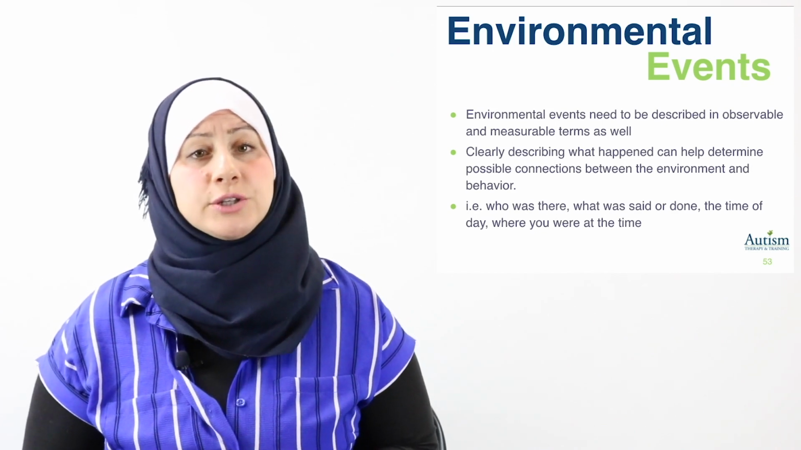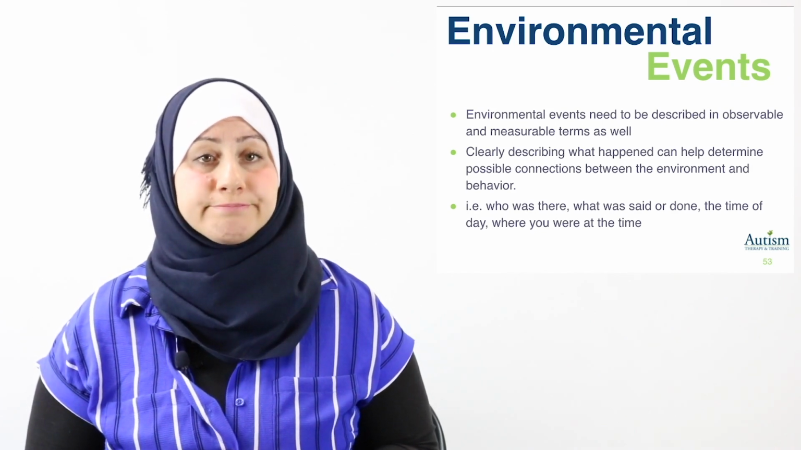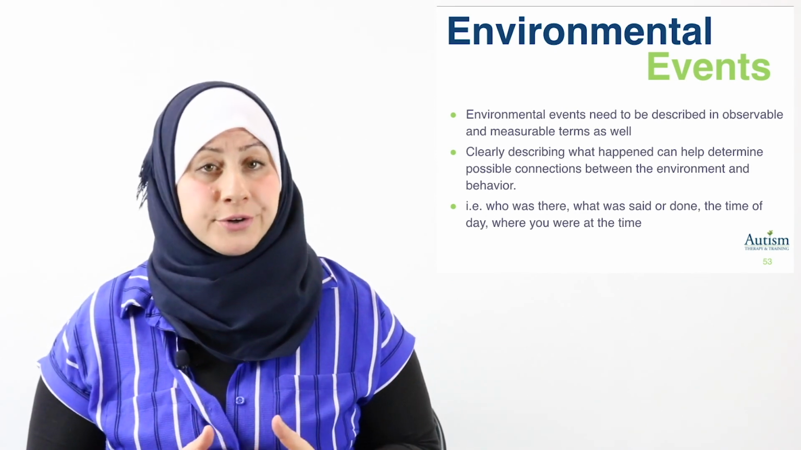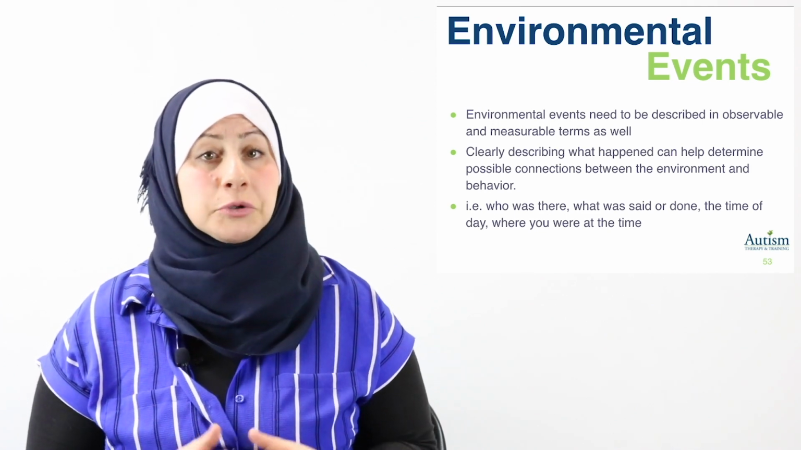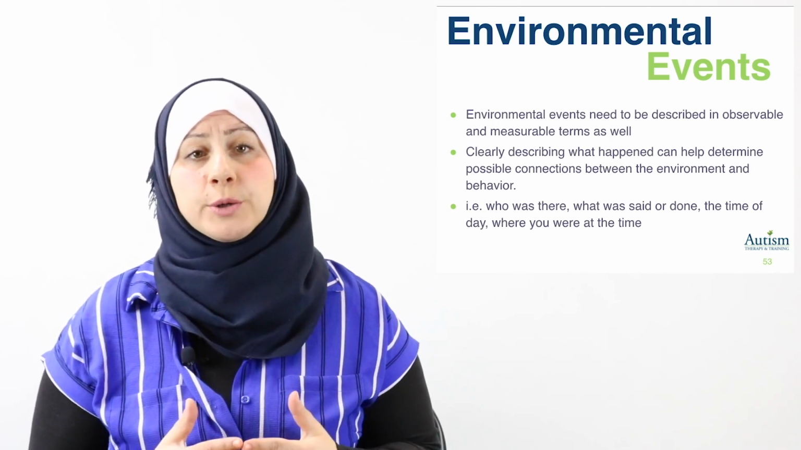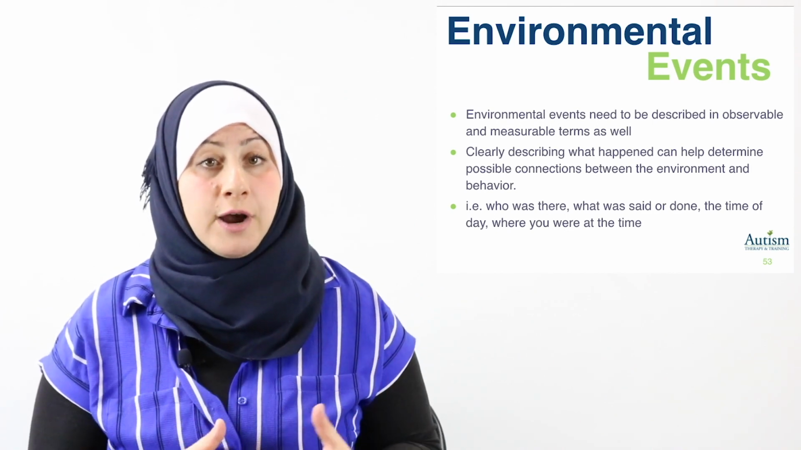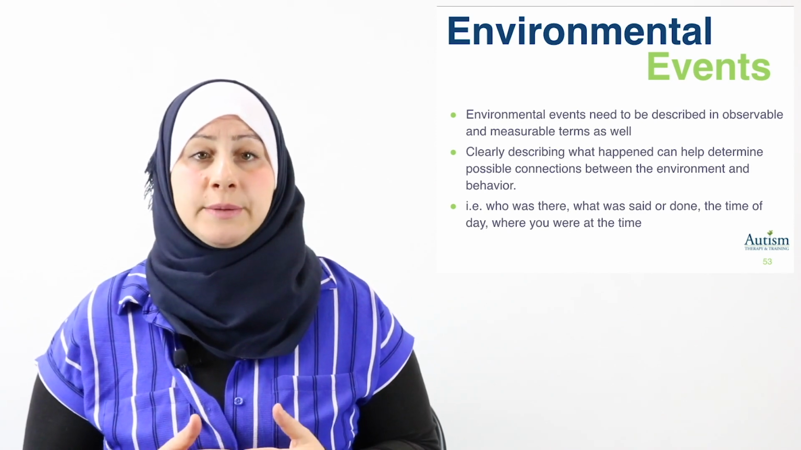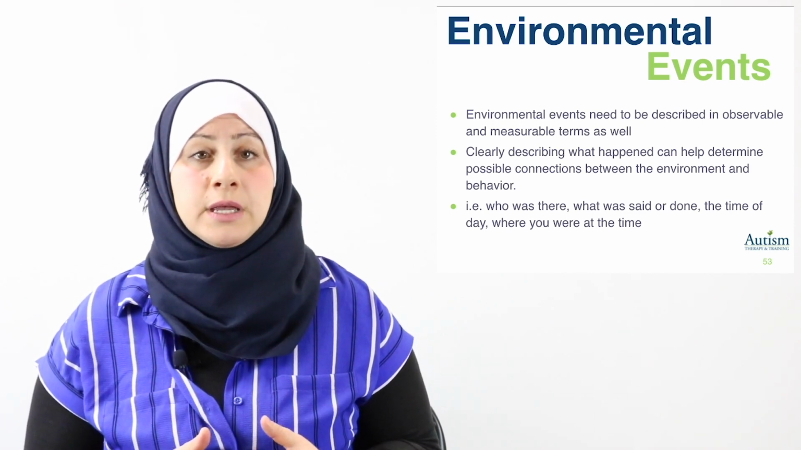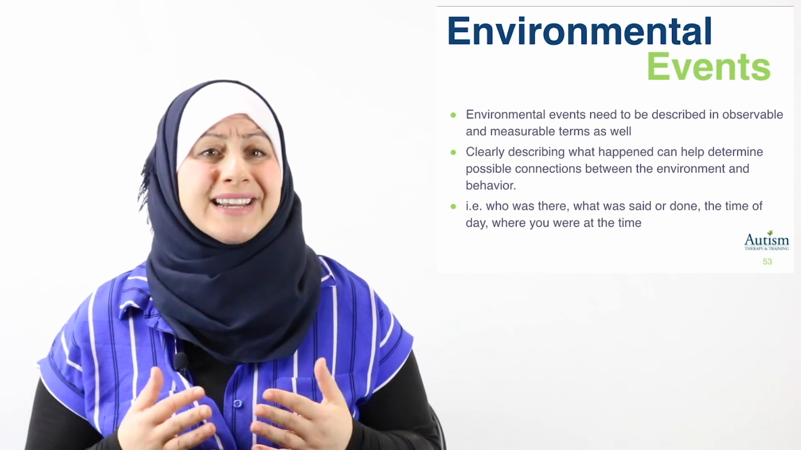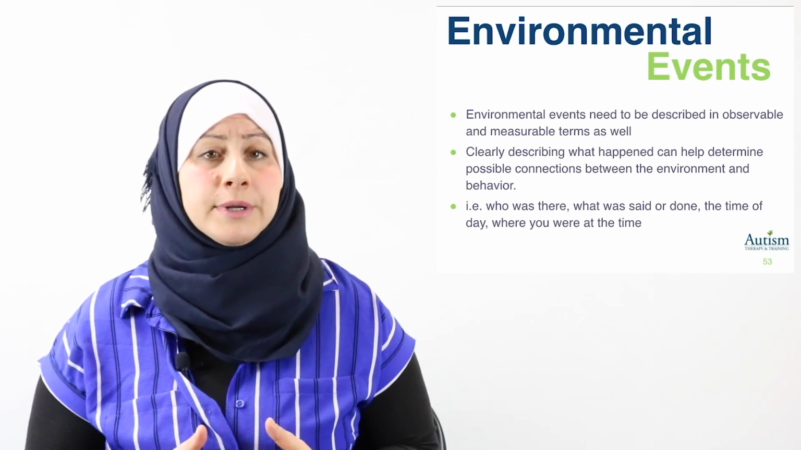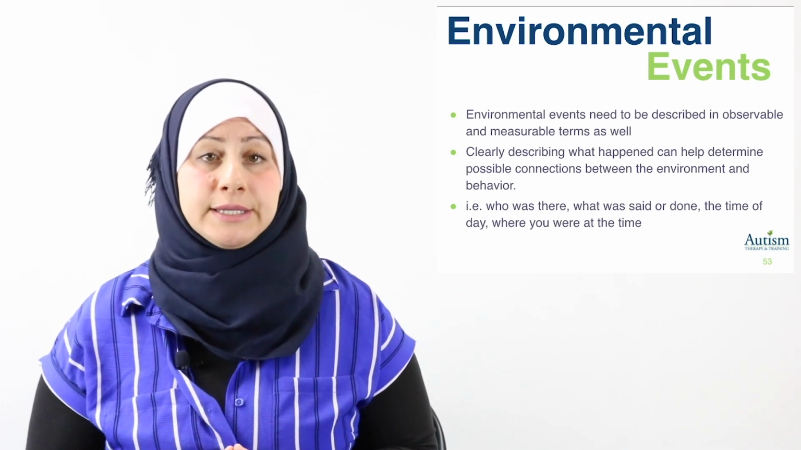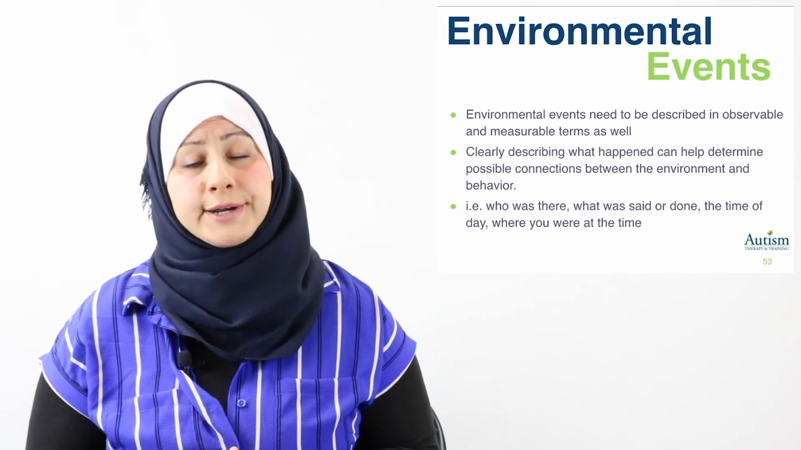Environmental events need to be described in observable and measurable terms. Clearly describing what happened, who was there, what was said or done, the time of day, location. All of this can help determine possible connections between the environment and behavior. As an RBT, you'll be required to document ABCs during functional assessments. Gathering information can help practitioners identify some variables in the environment that could be triggering behaviors. Writing clear and specific ABCs will be a very important part of your practice.